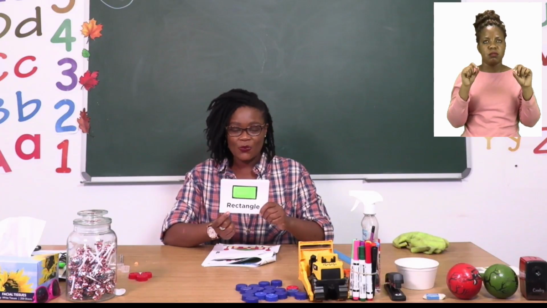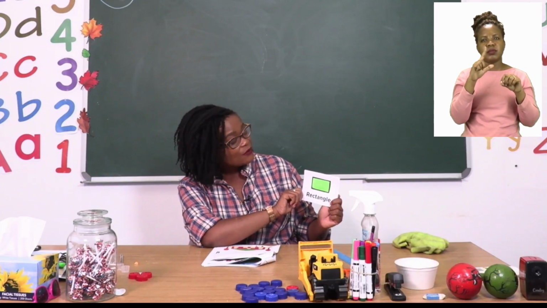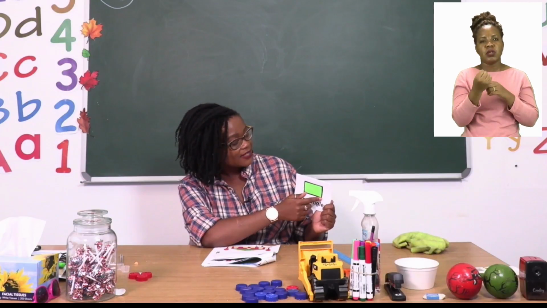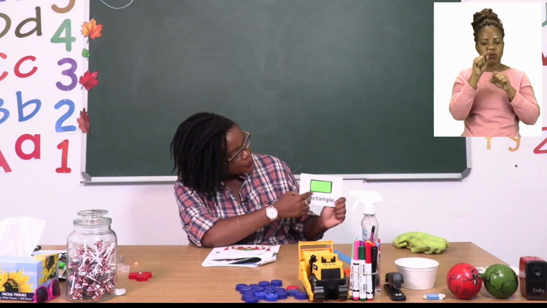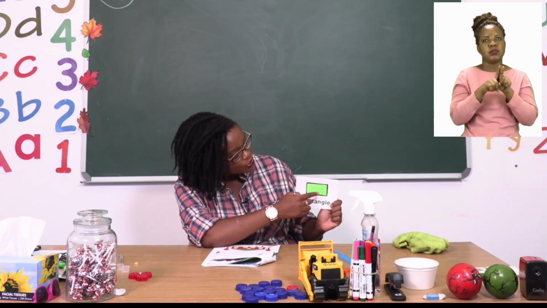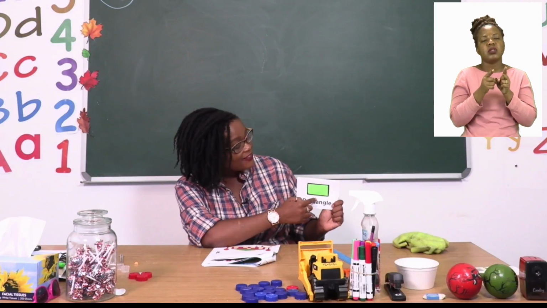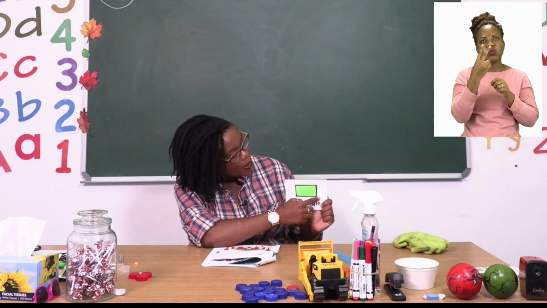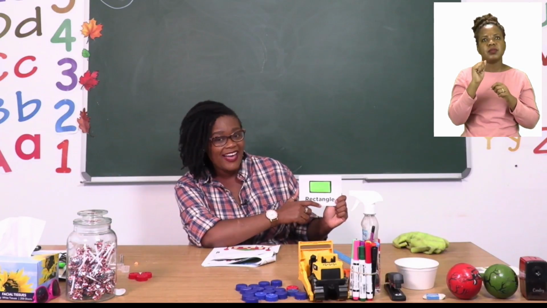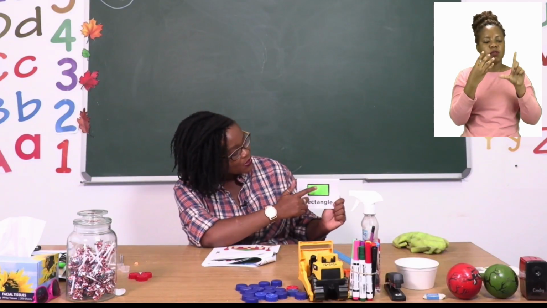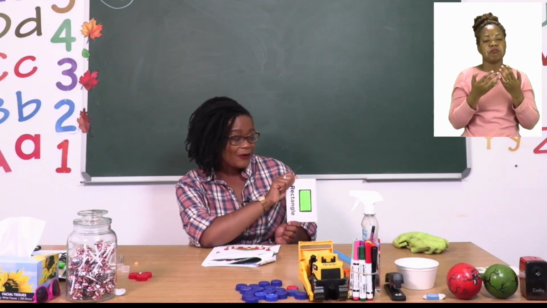Rectangle. Now a rectangle has 2 equal sides. These sides are equal. And then it has 2 other equal sides. So it has 2 short equal sides and 2 long equal sides. A rectangle has 4 corners. 1, 2, 3, 4. And 4 right angles. 1, 2, 3, 4. A rectangle can either stand or lie down.